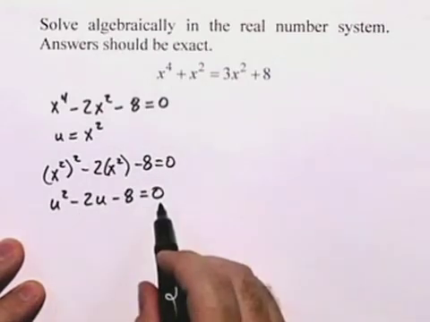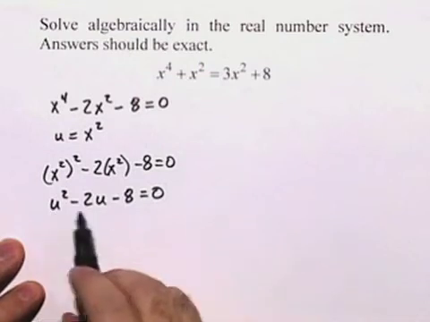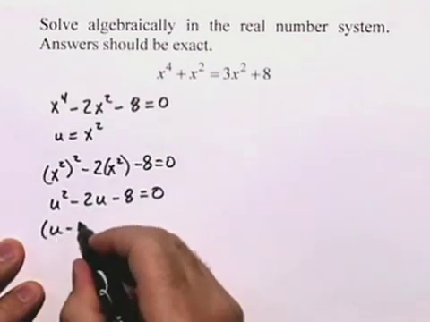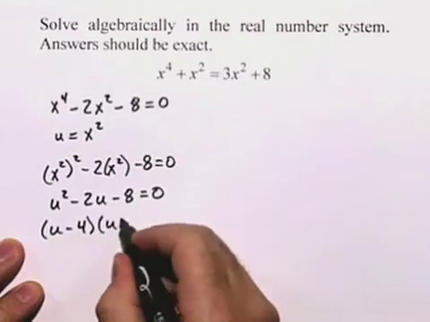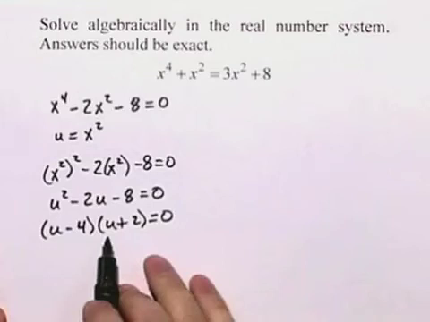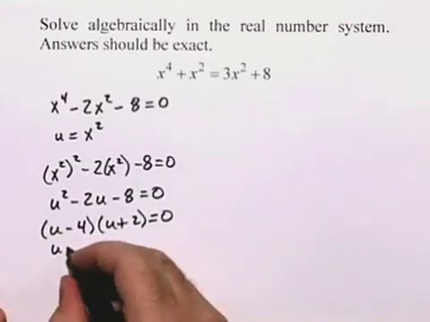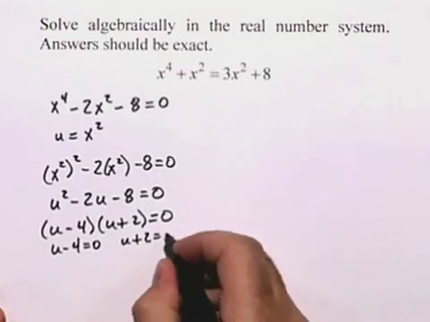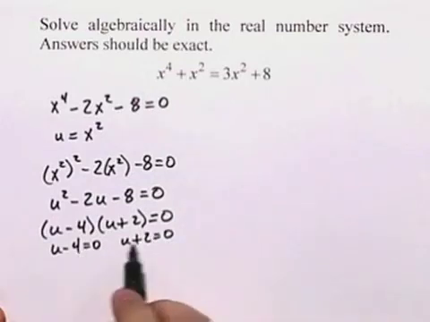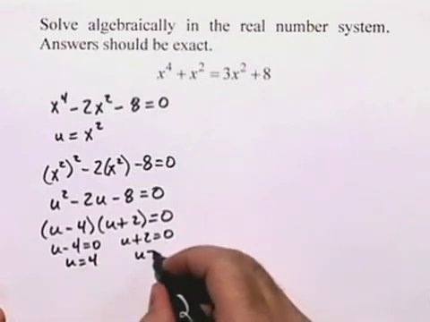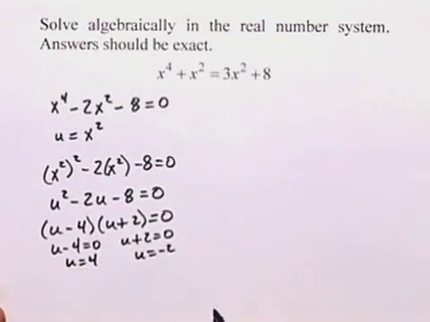Now here we have a quadratic equation that we need to solve that's quadratic in u. We solve this by factoring. We get u minus 4 times u plus 2 is equal to 0. We set each of these factors equal to 0. u minus 4 equals 0, u plus 2 equals 0. And we solve these two linear equations. We'll get u is equal to 4, and u is equal to negative 2.